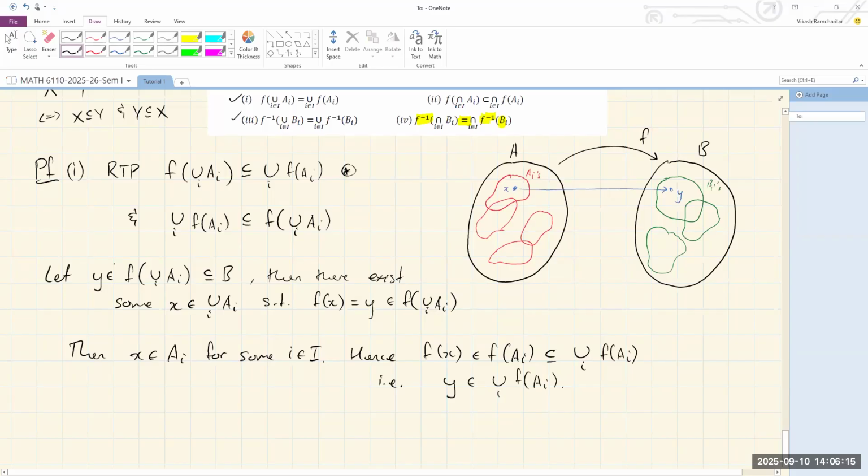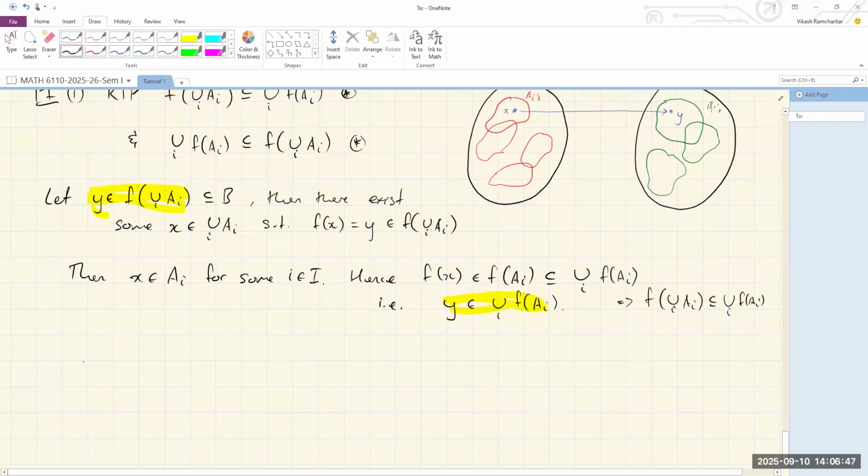So what did we do? We took a y belonging in this set, and we showed that y must belong to this set. In other words, f of the union of Ai is a subset of the union of f of Ai. Right? So that's the first inclusion I wanted to show. Now we need to show the second inclusion.